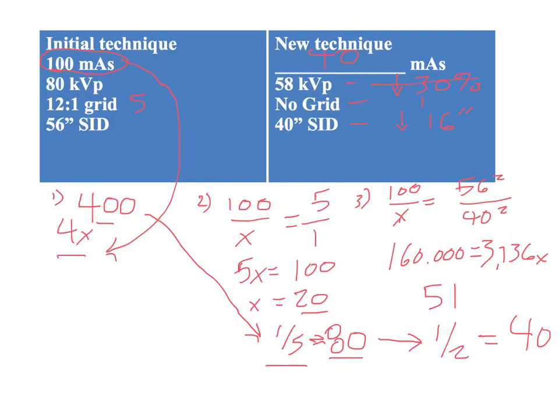I guarantee you there's going to be at least one board question about this, and I want you all to get it. But understand that it requires us to know each one of these steps. So we needed to know the 15% rule. We needed to know how to do a grid factor conversion, and we also needed to know inverse square, or the square law.